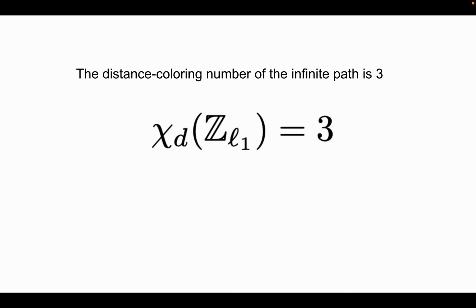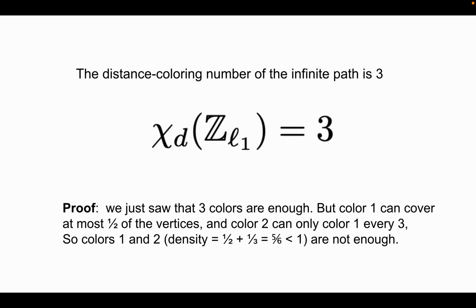In other words, the distance coloring number of the infinite path is 3. We just saw that 3 colors are enough. Let us argue that they are also necessary. Color 1 can cover at most one half of the vertices, because in every 2 consecutive vertices, only one of them can get color 1. Color 2, by the same argument, can only color 1 in every 3 vertices. Therefore, their combined density is at most 5/6, which is not enough.